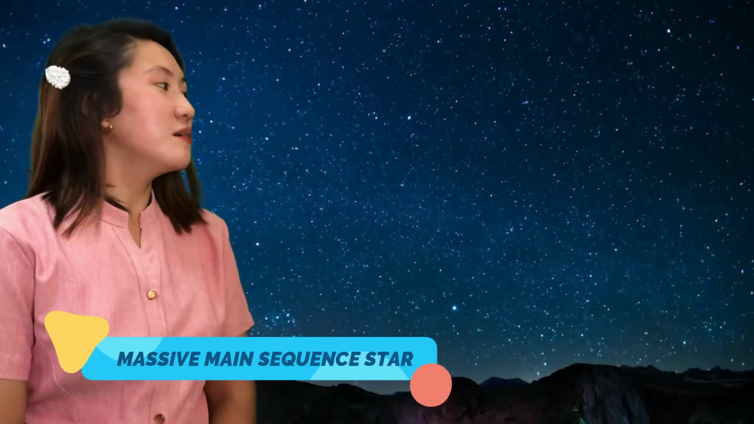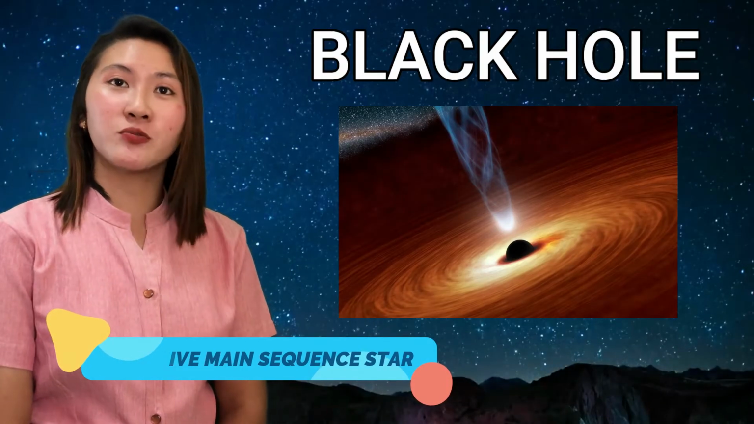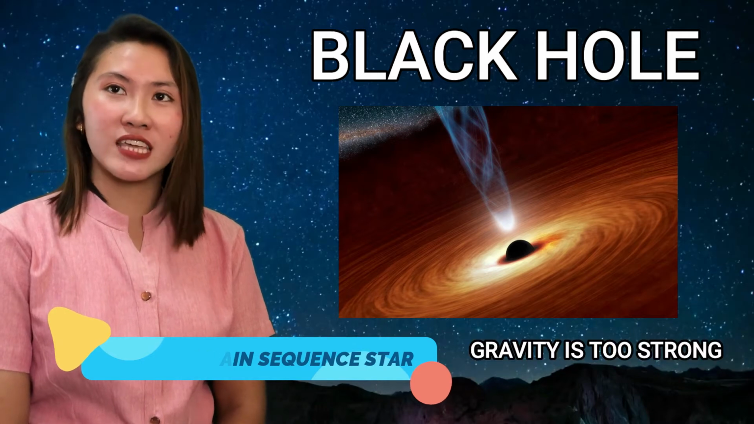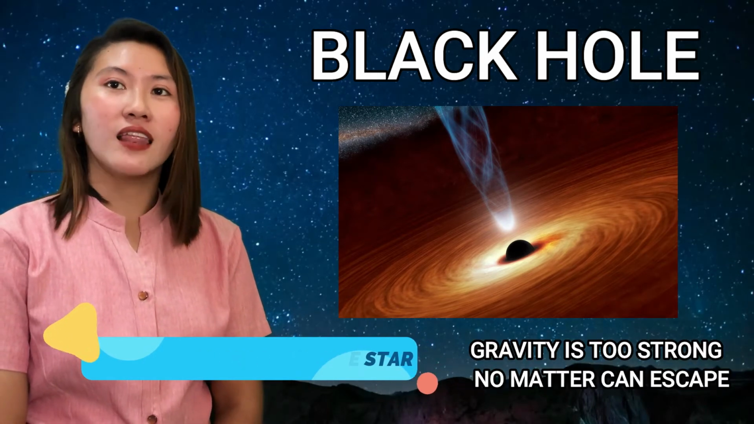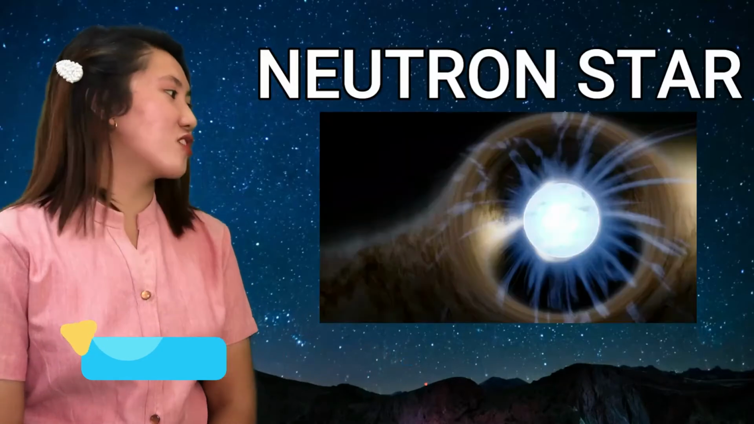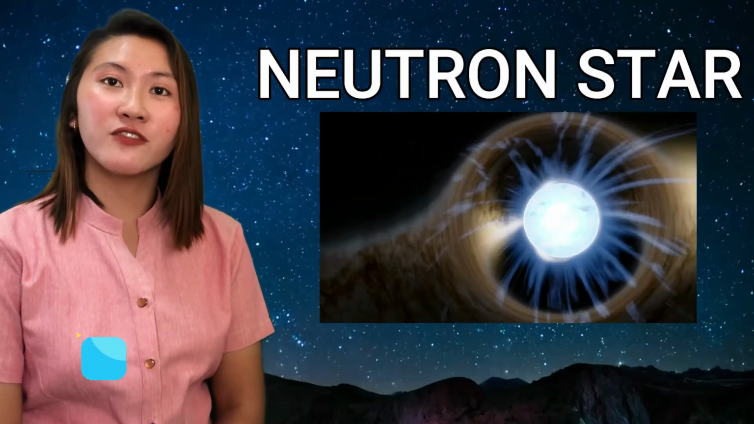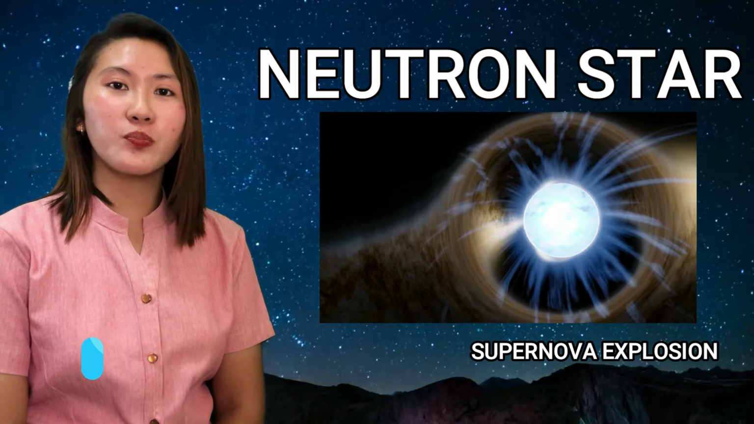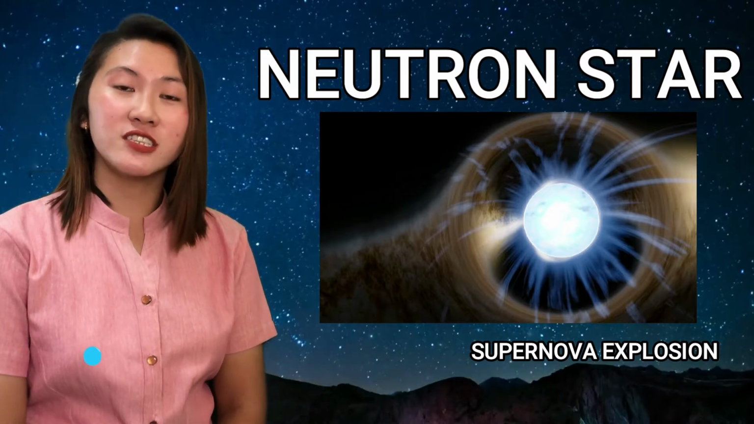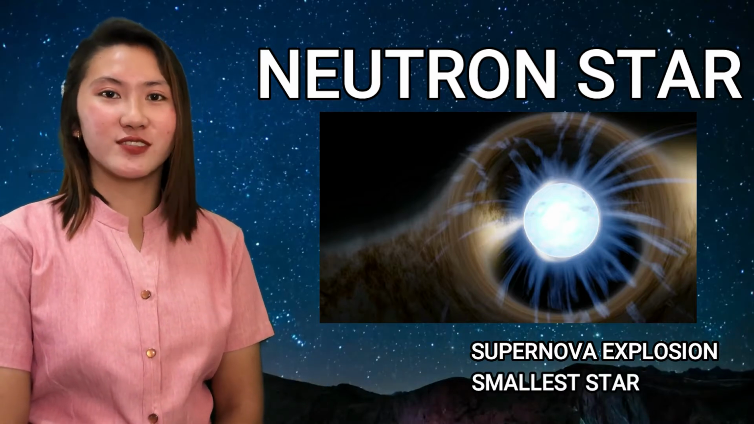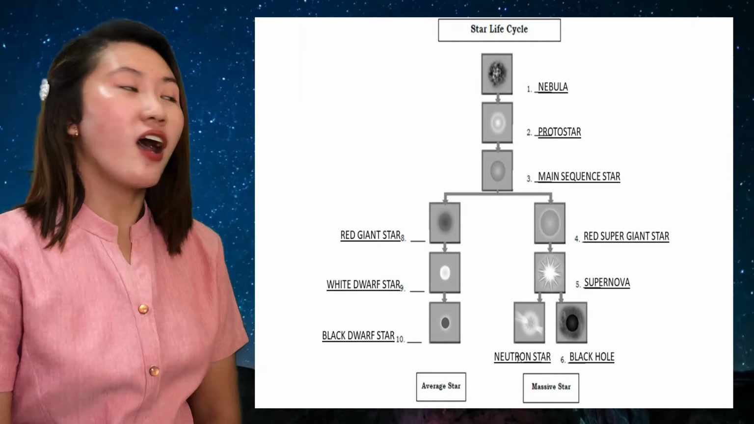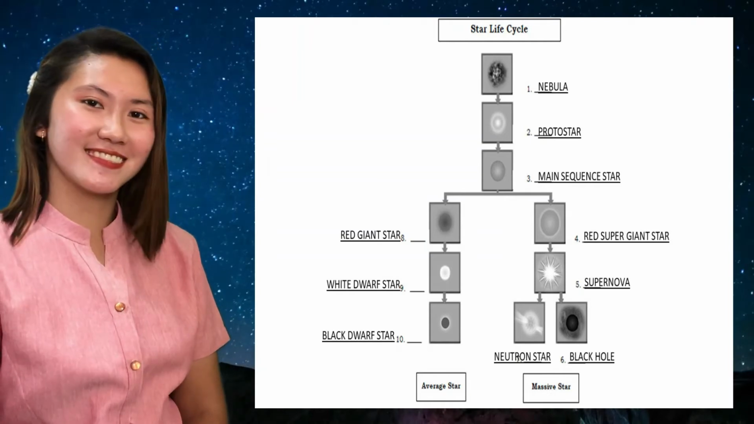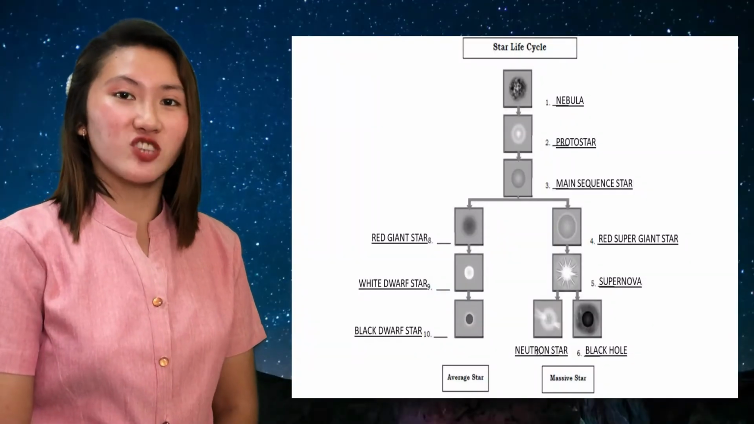Next is the black hole. It is the region in space where gravity is too strong that no matter can escape from it. Lastly, the neutron star that is believed to be formed after a supernova explosion. This is also the smallest star. So science-minded learners, here is the sequence of the life cycle of a star. Please pause to check your answer.